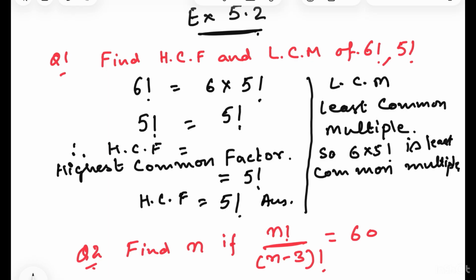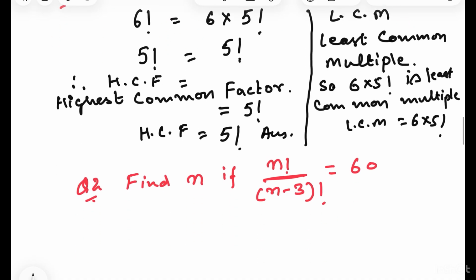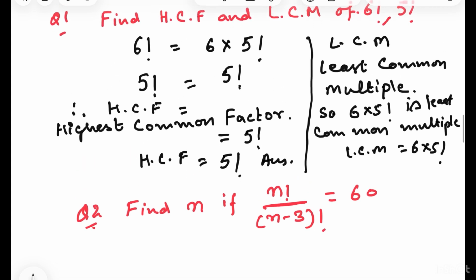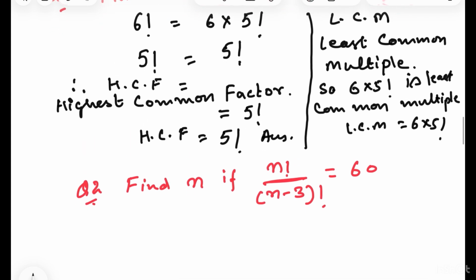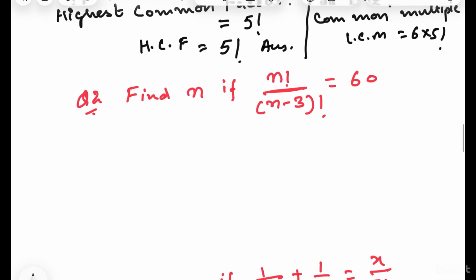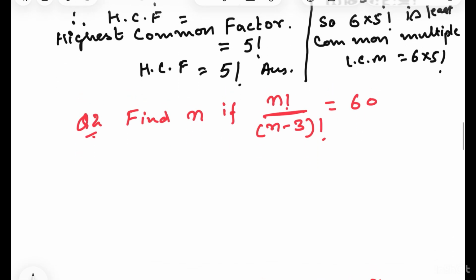और you can say LCM is equal to into 5 factorial. Is it okay? Clear है आपको? Question number 2 is find n if n factorial upon n minus 3 factorial is equal to 60. So what is given?